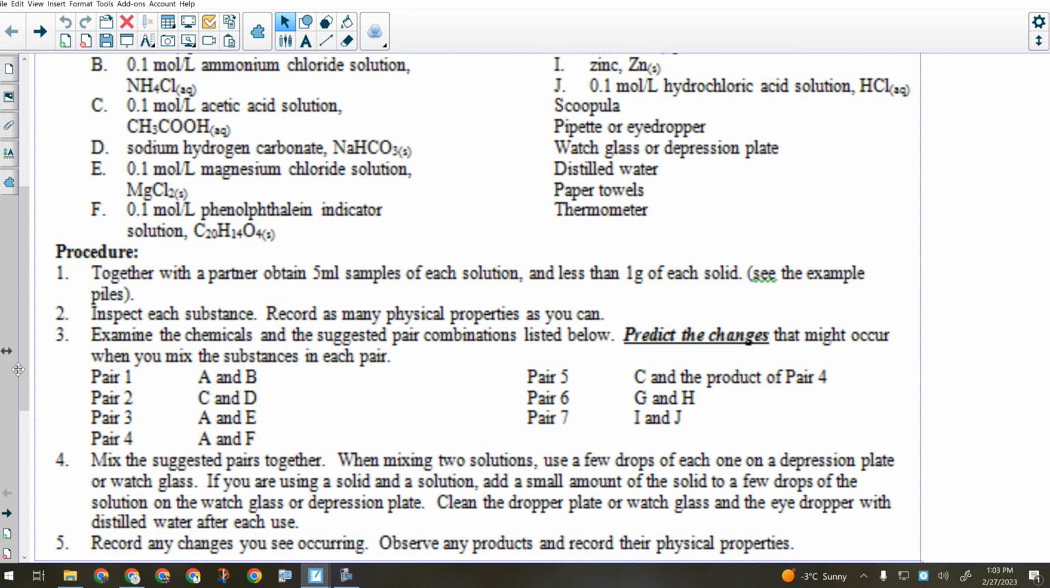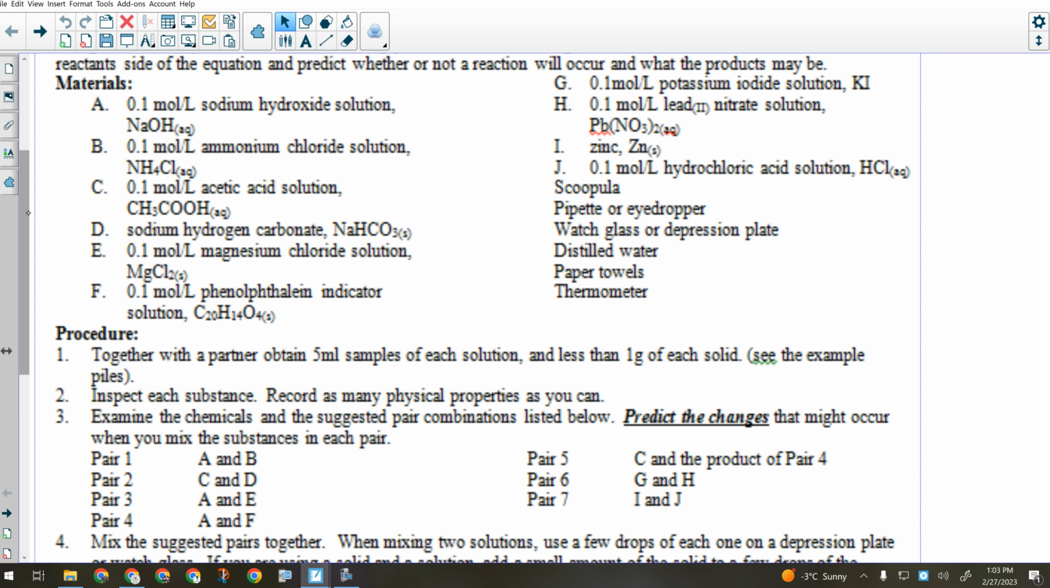So your first pair, or pair number 1, is going to be substance A and substance B. So you're going to be reacting sodium hydroxide, NaOH, with ammonium chloride, NH4Cl. So it'll be causing that reaction to happen, and then you have to make observations of what occurs. And then for your second pair, you're going to mix acetic acid. Now, what's the common name for acetic acid?